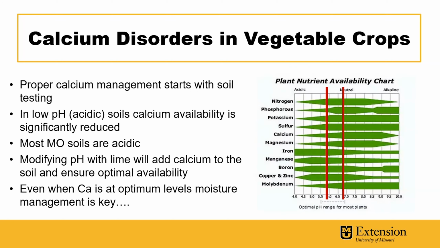Calcium management starts with soil testing to ensure that pH is at adequate levels. In low pH soils, calcium availability is significantly reduced. As most Missouri soils are acidic, soil testing and modifying the pH with lime is necessary to add calcium to the soil and ensure optimal availability. However, even when calcium is at optimal levels, moisture management is key.